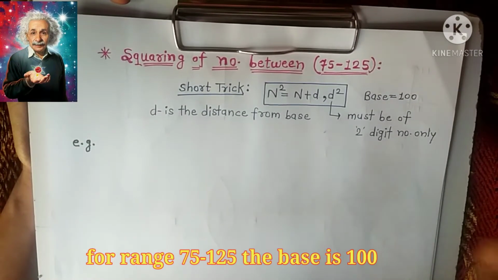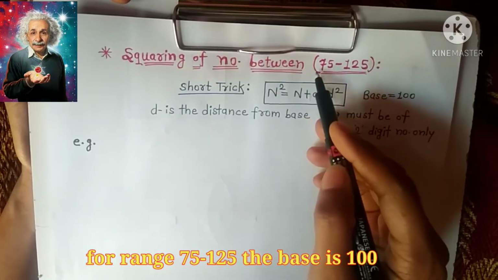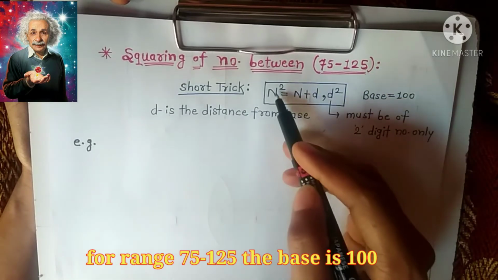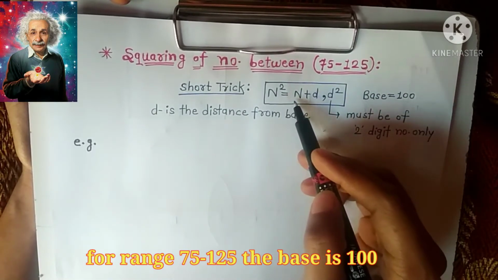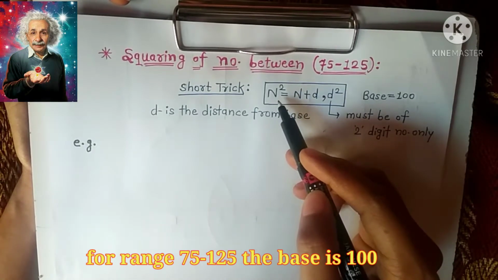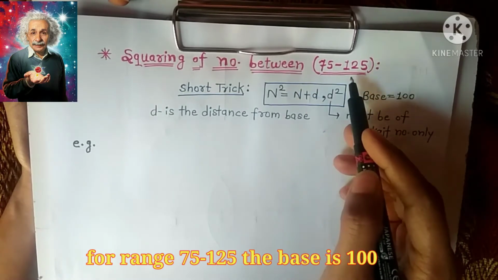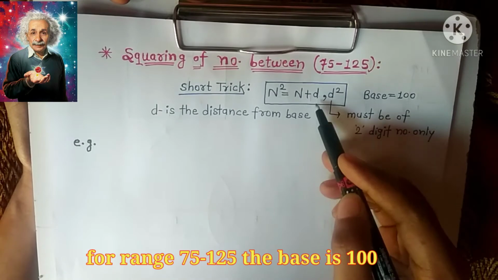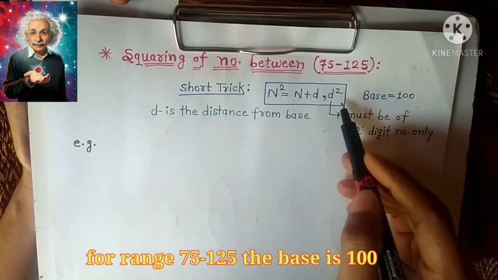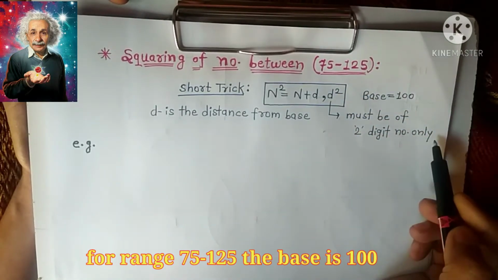Morning friends, today we will see how to square the numbers between the range 75 to 125 by using a short trick, which is n square is equal to n plus d comma d square, where n is the number whose square we have to find and this number is from the range 75 to 125. d is the distance from the base, and for this range the base is 100, and the value of d square must be of 2-digit number only.